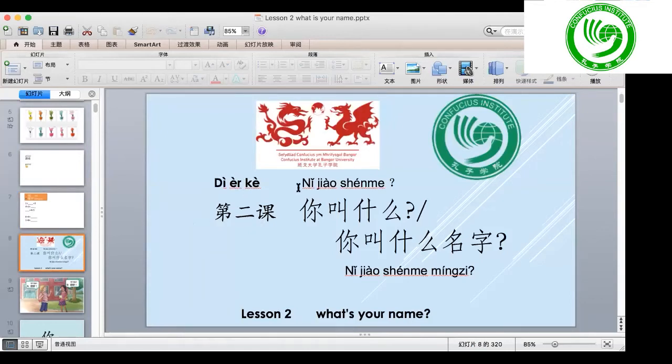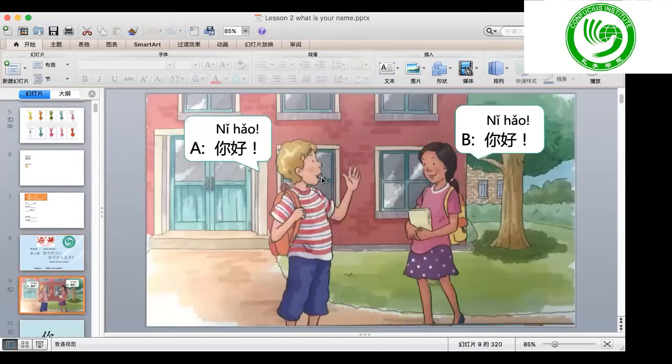So today we are going to learn lesson 2. 第二课你叫什么? Or you can say 你叫什么名字? What is your name? So last time we have learned 你好, greeting to each other, 你好. And then you may want to know what's your name next, right? Then that is what we're going to learn. What's your name? We have two ways, but they are the same to say what's your name.